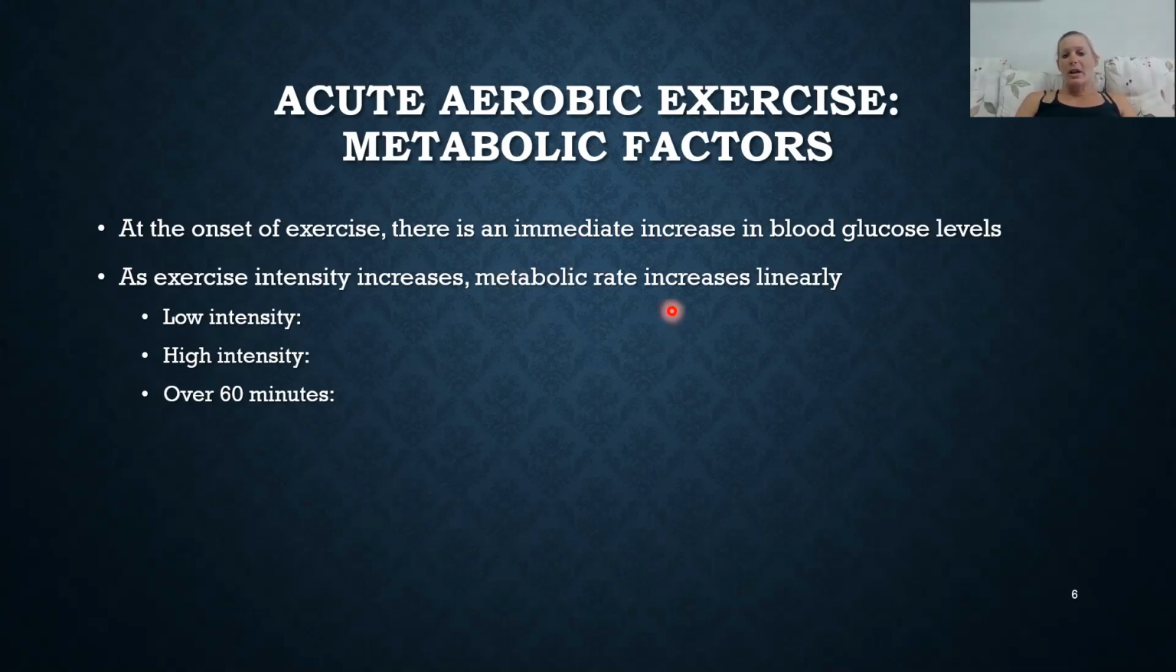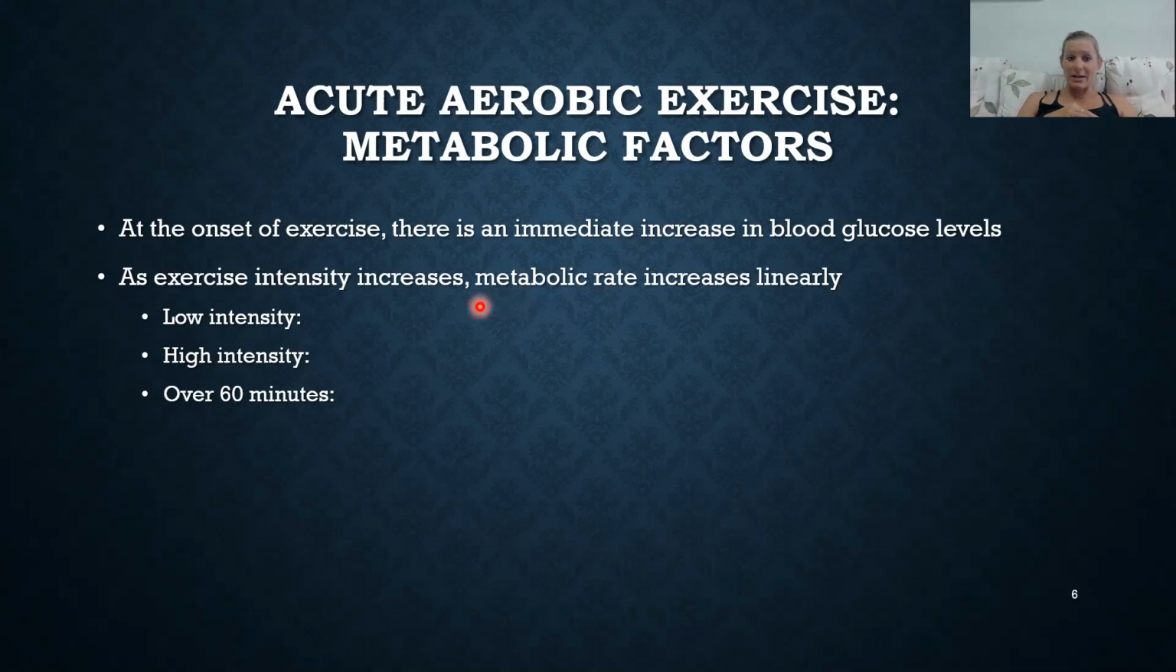And in general, we think about caloric expenditure or metabolic rate. As exercise intensity increases, metabolic rate will also increase. So if I'm going to do a nice light jog or walk or something along those lines, maybe I'm burning 400 calories per hour. And when I increase that intensity and I'm running as hard as I can, maybe I'm burning more like 800 calories per hour.